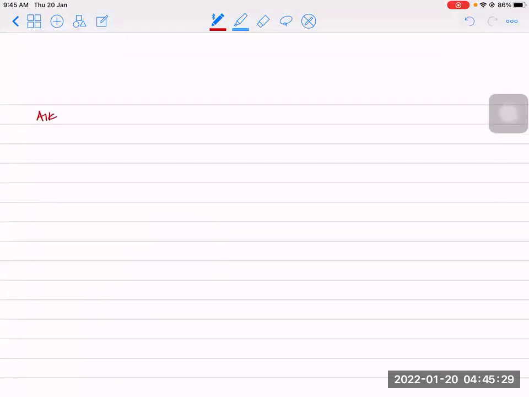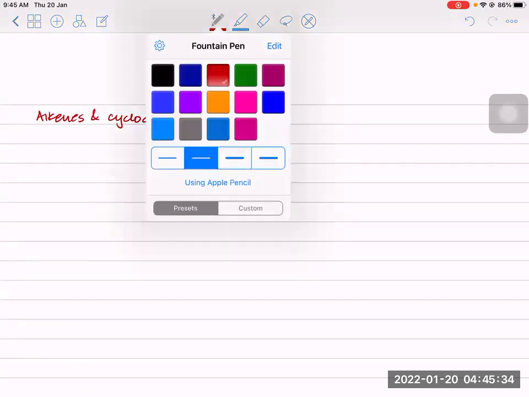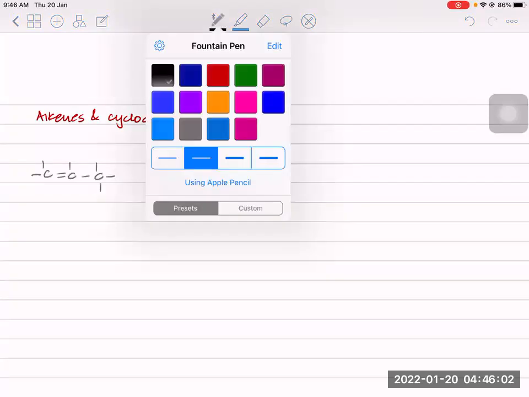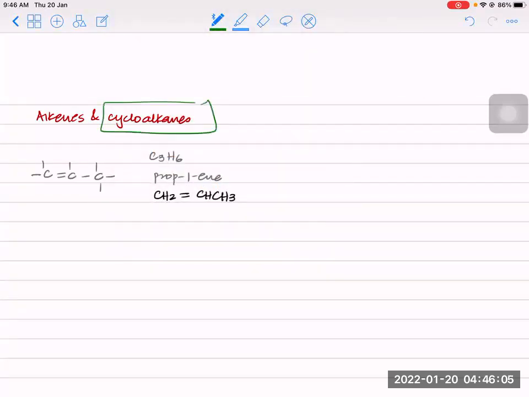Let's now see the second example, alkenes and cycloalkanes. So let me take an alkene, a 3-carbon alkene. This right here, let's name this. This is C3H6. You name this, this will be what? Prop-1-ene. Let's write the structural formula. CH2 double bond CH, CH3. Yes, this is the structural formula. Now alkenes are functional isomers with cycloalkanes.